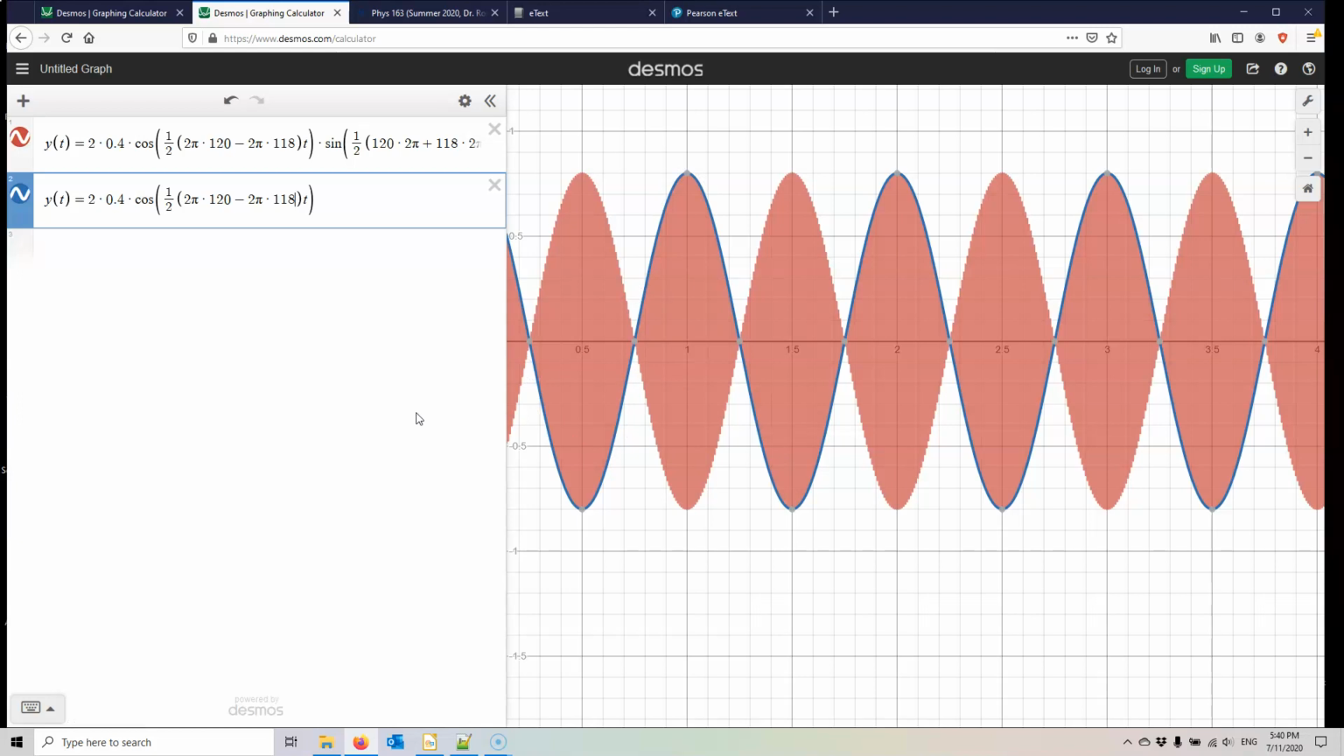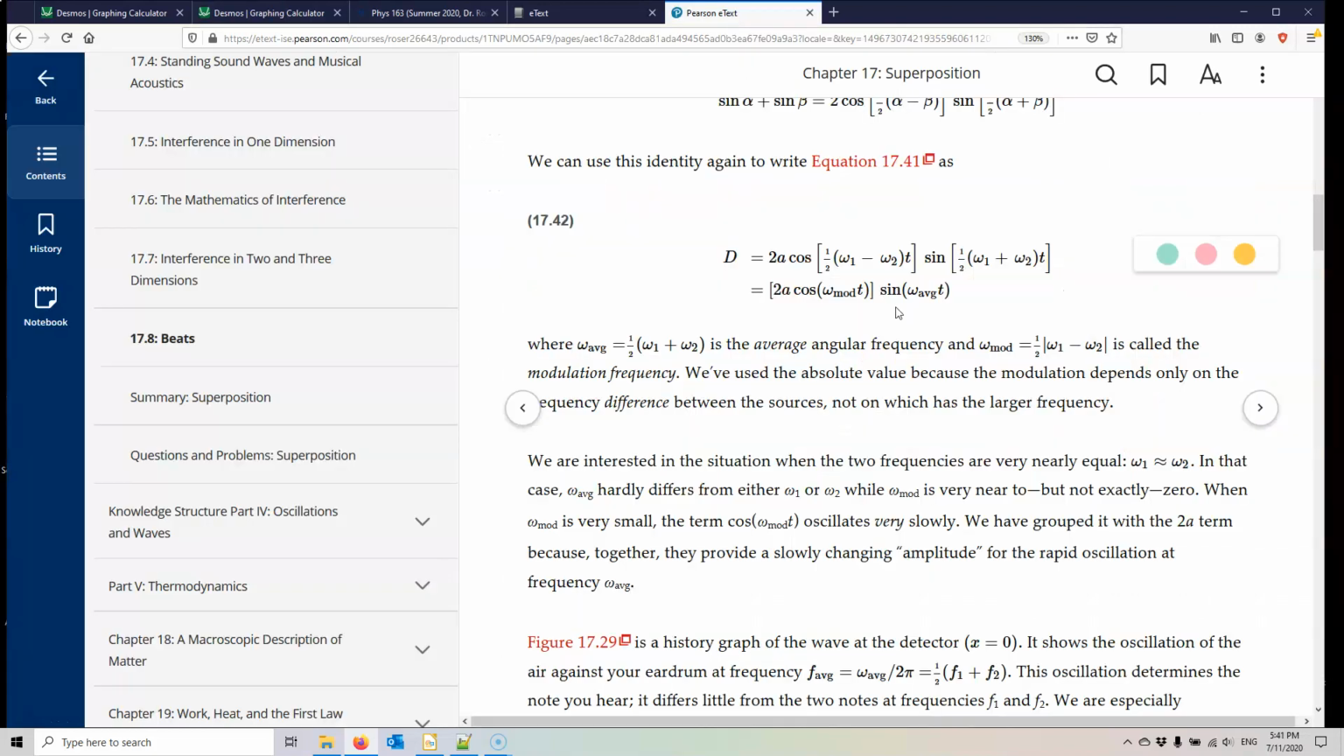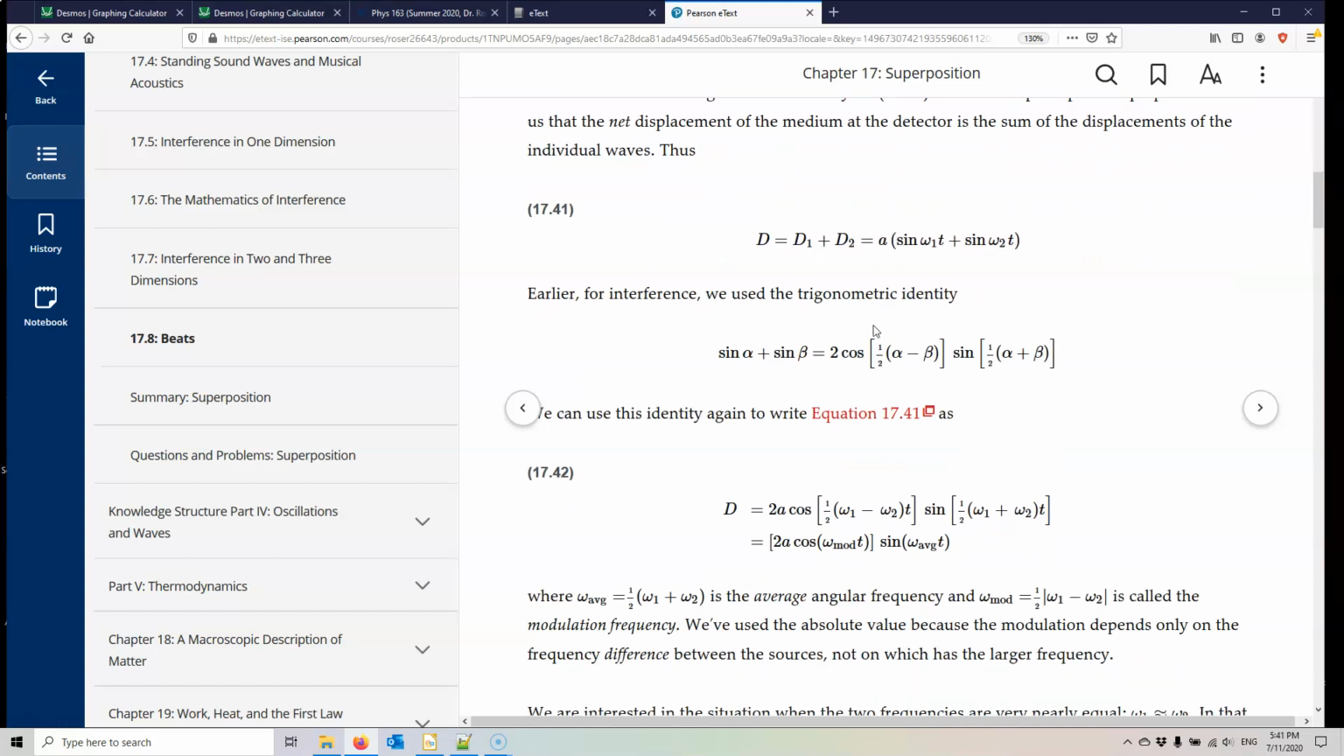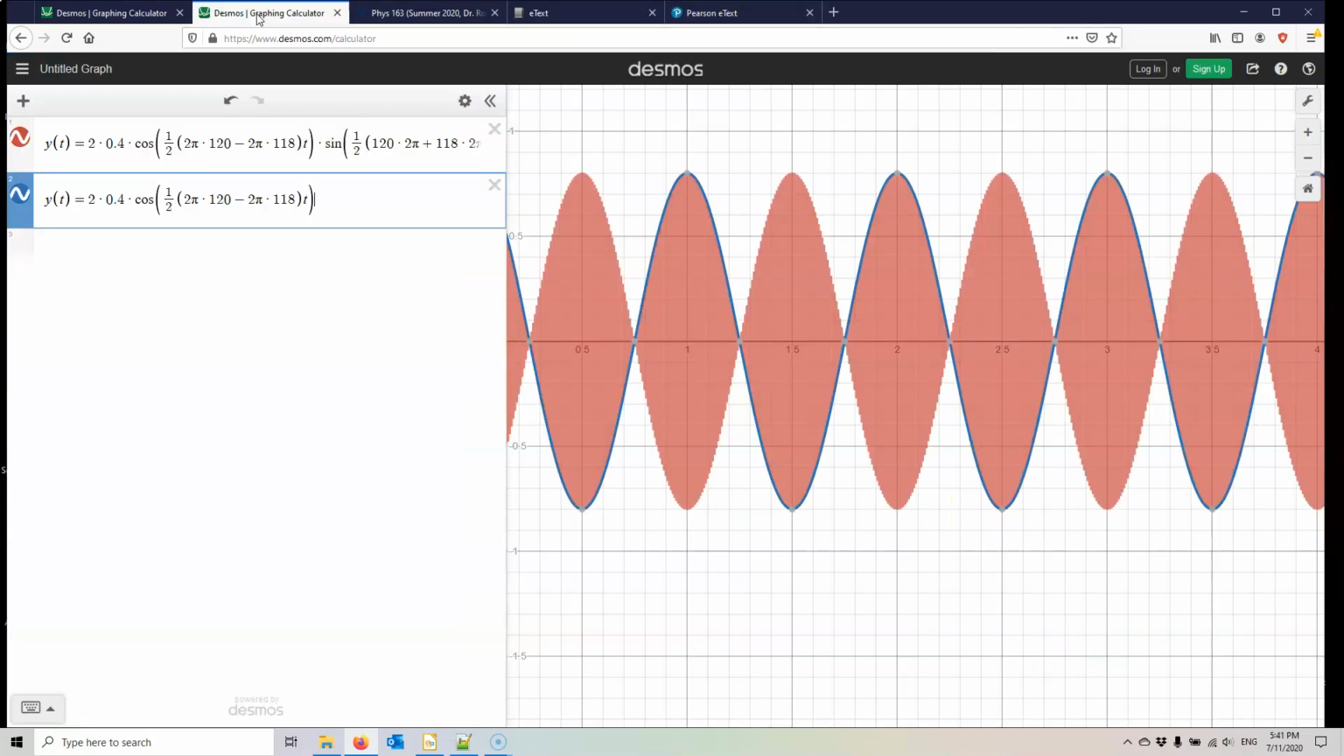And that's pretty much all there is to beats. You need to understand the math, right? But it's very short. It just uses a trig identity. That's the trick to it. But beyond that, there isn't much to understand here. You want to understand the phenomenon, and you can make this happen. And in your lab, you will already have made this happen. Essentially, you can just do it in a computer.